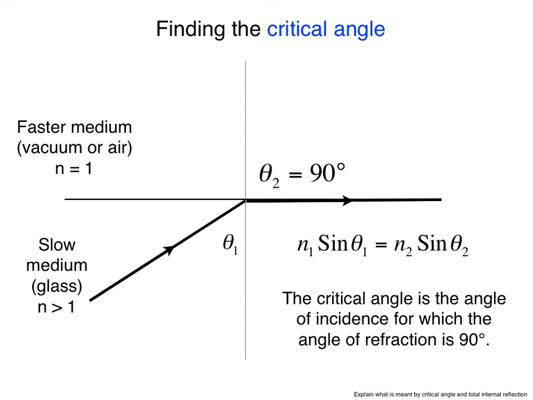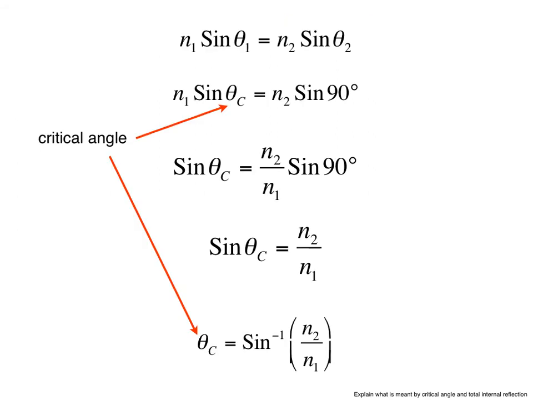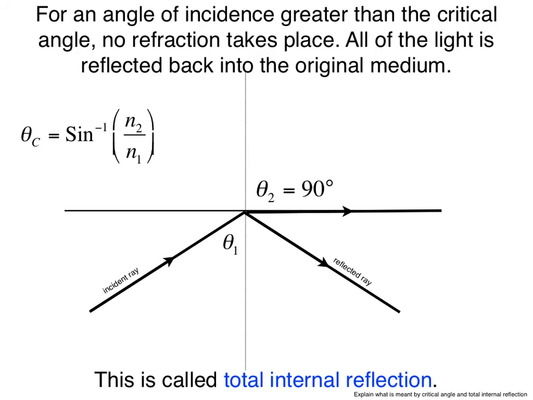The angle of incidence that will cause the angle of refraction to equal 90 degrees is called the critical angle, and it's written as theta sub c. To use Snell's law to solve for the critical angle, set the angle of refraction to 90 degrees, and then solve for the angle of incidence. The resulting angle of incidence is called the critical angle, theta sub c. Any angle of incidence that's greater than or equal to the critical angle will result in total internal reflection.